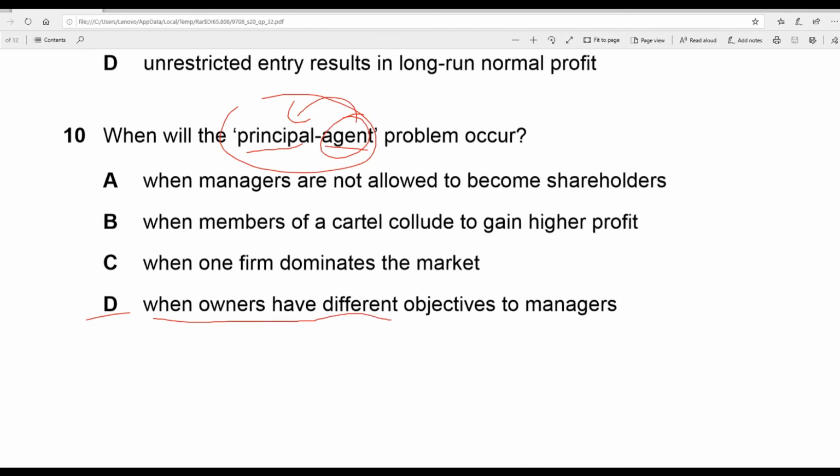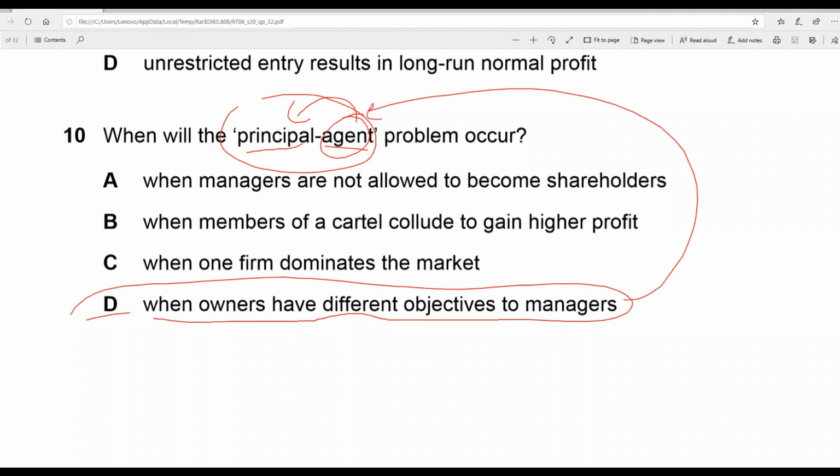When owners have different objectives from managers, managers are agents and owners are principals. So principal and managers may have different aims. So different aims or objectives cause a problem. Because owners may be thinking of producing a greater volume of output, maximizing their revenue, maximizing their profit, and managers would be thinking about a higher salary, a raise in their salaries. So the objectives of managers are different from those of owners. So this causes the principal agent issue.